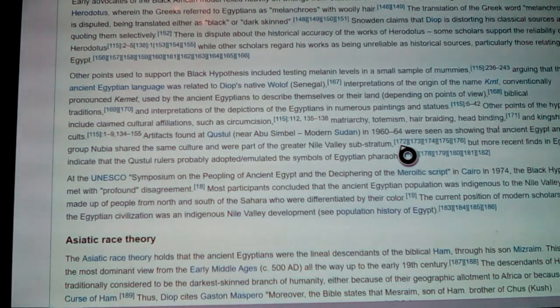Other points used to support the black hypothesis include testing melanin levels in a small sample of mummies, and this was something blacks touted a whole bunch. But then again, Bob Brier took a very pale Caucasian guy and ran him through the process of natron and everything, and he ended up dark as mahogany beef jerky. I've got a couple of videos on it, but you can just look it up. Mr. Mummy, Bob Brier, and he will make a mummy. And it'll show you the person he uses, going through the process, wrapping him up. And as he's wrapping him up, you can see that skin. They keep his face away from the camera, but it's a medical cadaver.